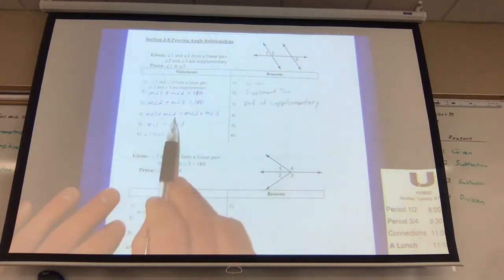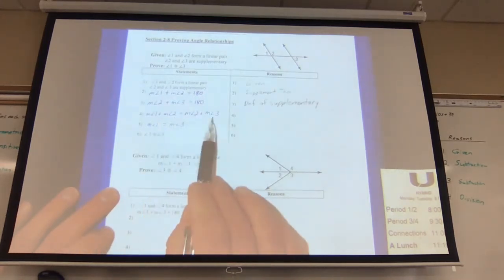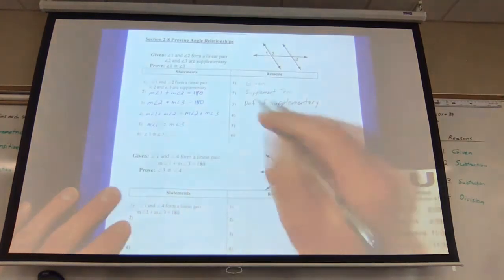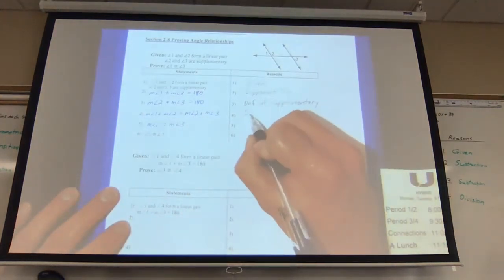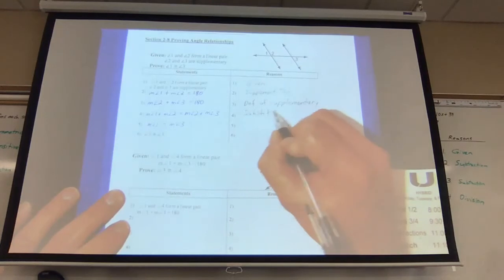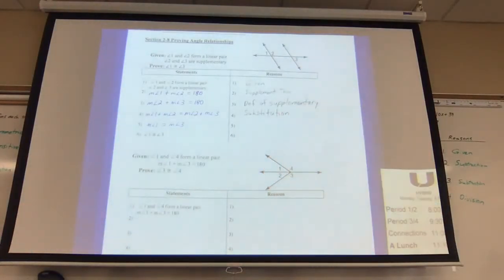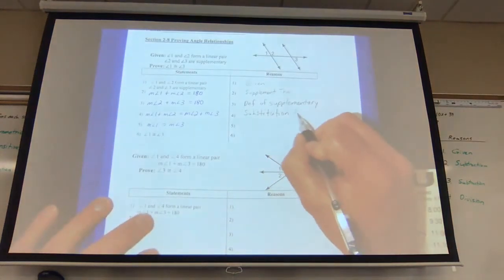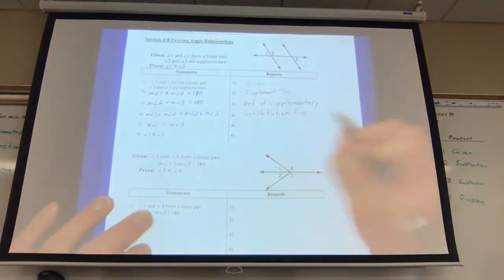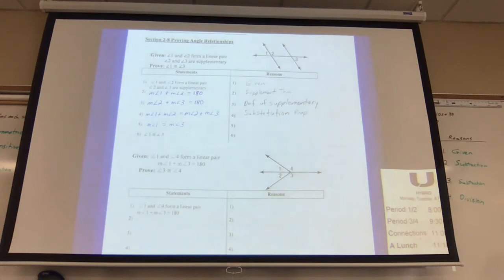When you do that, you get angle 1 plus angle 2 on the left, angle 2 plus angle 3 on the right. Our reason for that is substitution. We substituted one in for the other. And again, sometimes we'll put property behind there. If you just write the substitution, I'll know what you're talking about.